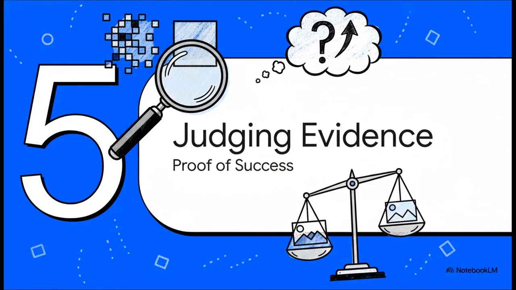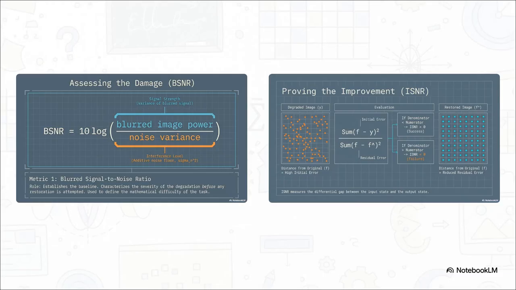So, let's say we've done all the work. We've applied our tools. We have a restored image. The final question is, did we do it? Did we solve the case? How do we even know? How do we judge our own work and prove we actually made things better? Well, in the lab, we use a couple of key numbers.